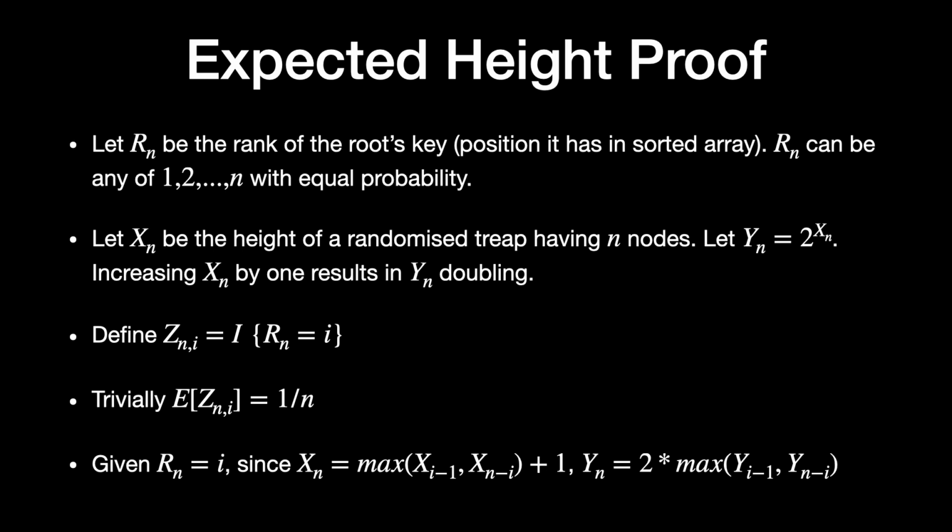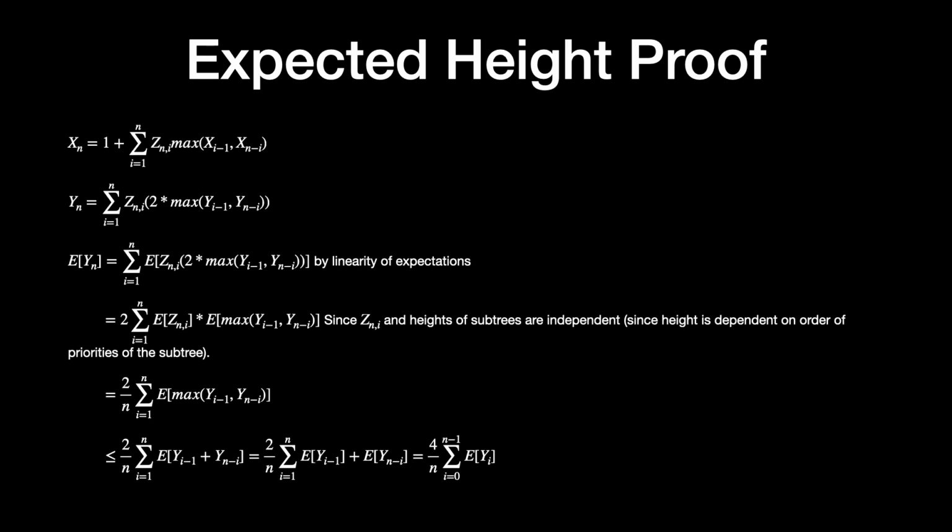Now, of course, this expression holds given Rn equals i, but if we are not given what the value of Rn is, Xn can be written as follows. It is 1 plus the summation of i equals 1 to n, Zn,i times max of Xi-1, Xn-i, because Zn,i are basically indicator random variables indicating which of the keys is the root. For the rest of them, Zn,i is going to be 0, and for the root, Zn,i is going to be 1. Consequently, Yn can be written as the summation of i equals 1 to n, Zn,i times 2 times max of Yi-1, Yn-i, because in this case, we don't need to know the root beforehand.